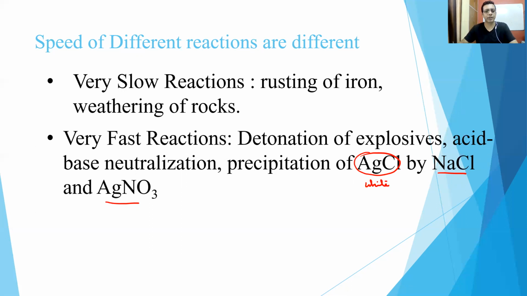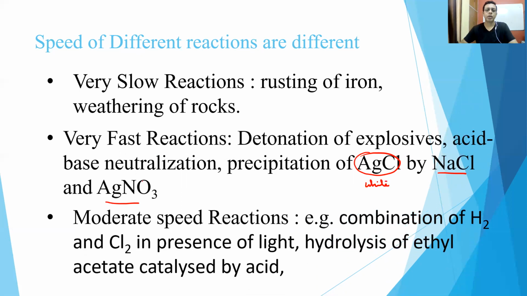It is very fast. Then there are some reactions that occur at a moderate speed, like the combination of hydrogen and chlorine in presence of sunlight. When hydrogen and chlorine combine, it produces hydrogen chloride, which is a moderate reaction. Hydrolysis of ethyl acetate, which is an ester, is a moderate reaction. Similarly, the hydrolysis of sugar in presence of acid is also a moderately fast, or moderately slow, reaction.